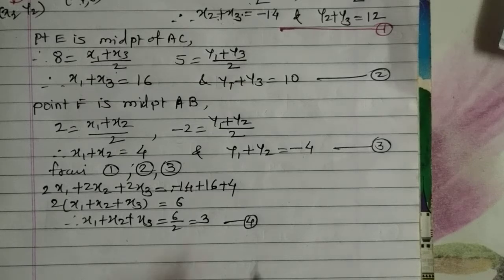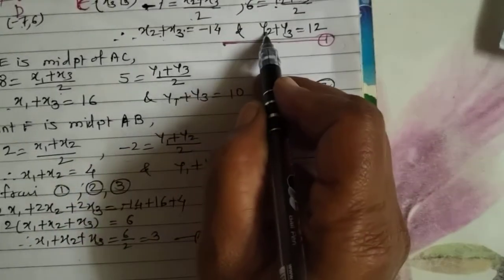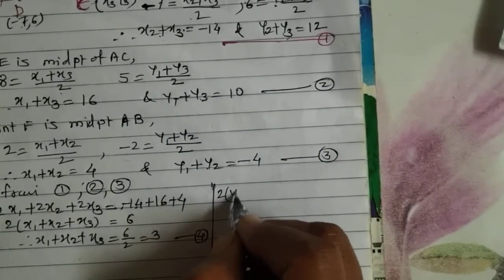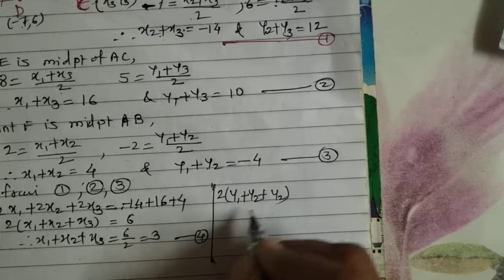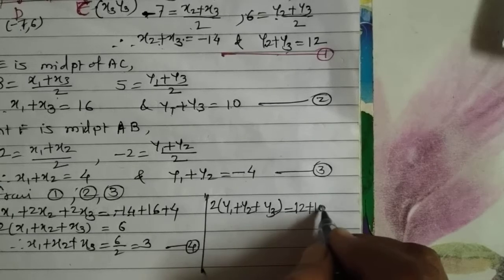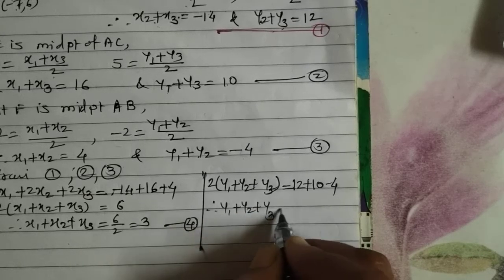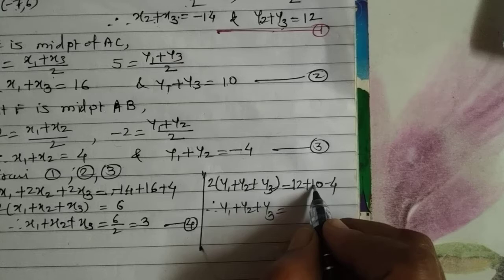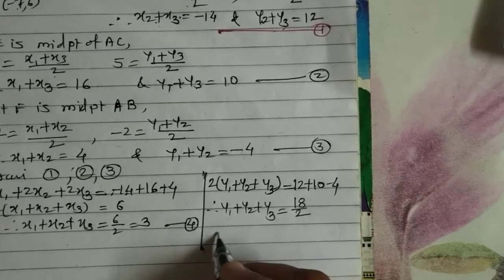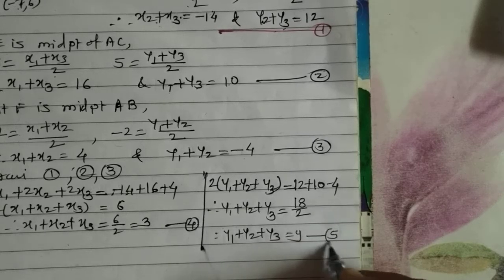In the same way, adding the y side, y2 and y2, y3 and y3, y1 and y1, we get 2 times (y1 plus y2 plus y3) is equal to 12 plus 10 minus 4. Therefore, 12 plus 10 is 22, minus 4 is 18, and dividing by 2, y1 plus y2 plus y3 is equal to 9. This is relation number 5.